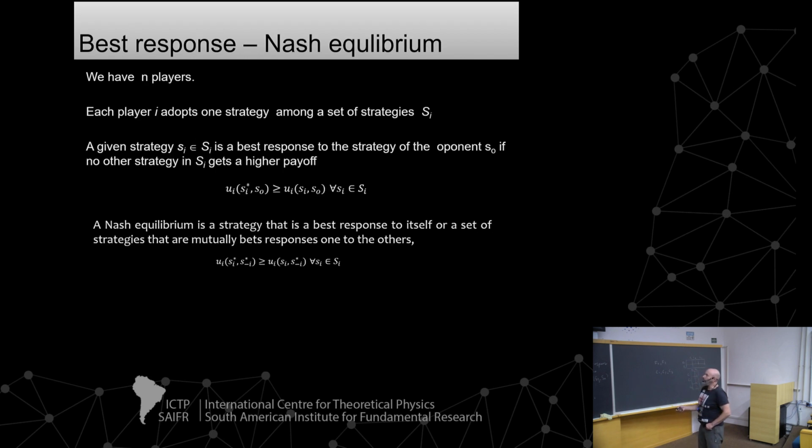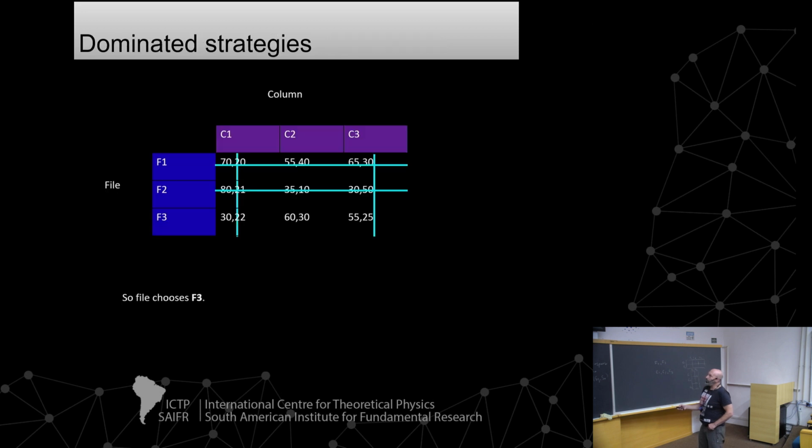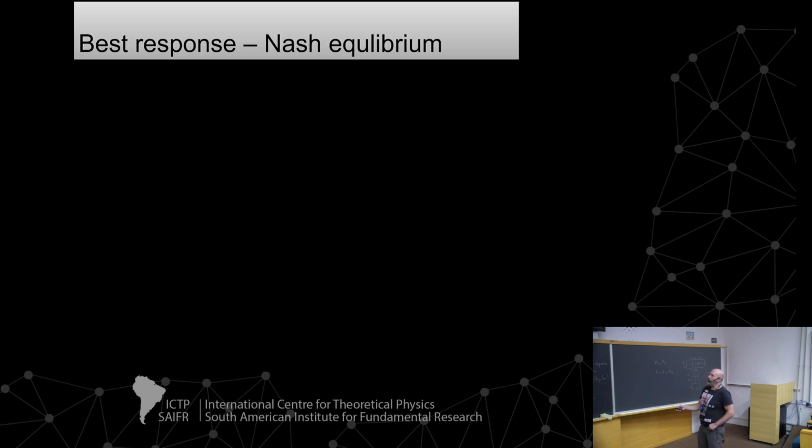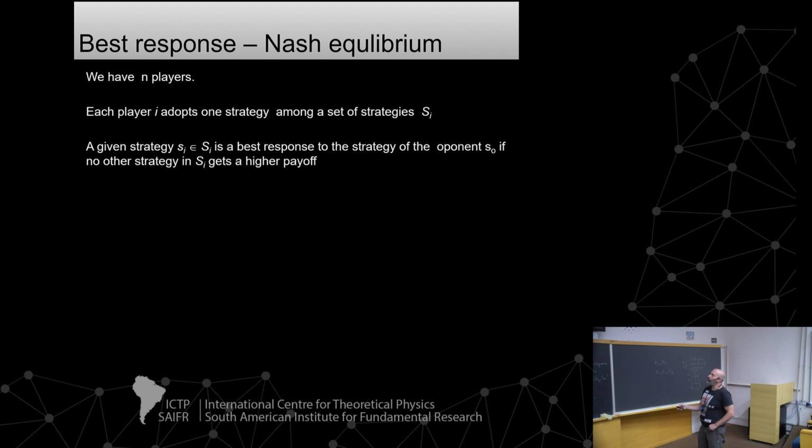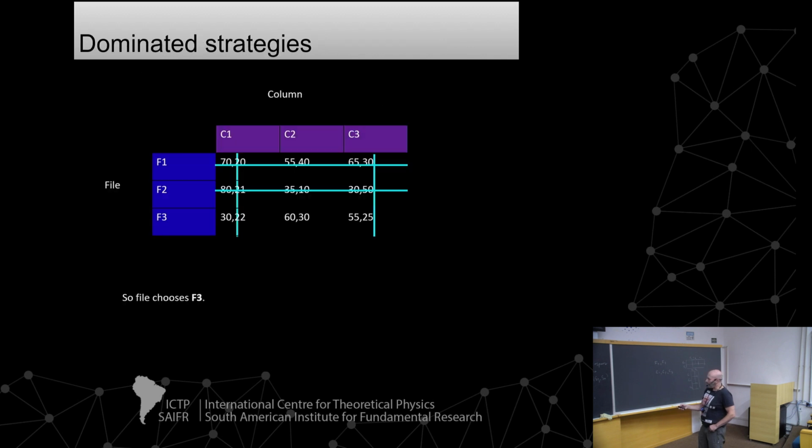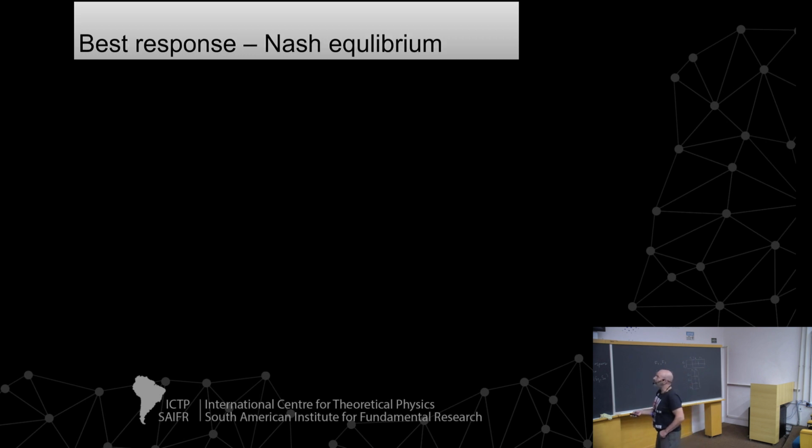So in this example, it was not convenient either for F3 or for F or C to deviate from this choice. So the best thing for F and for C was to choose F3 as strategy and C2 as strategy. Okay? So this is a Nash equilibrium.